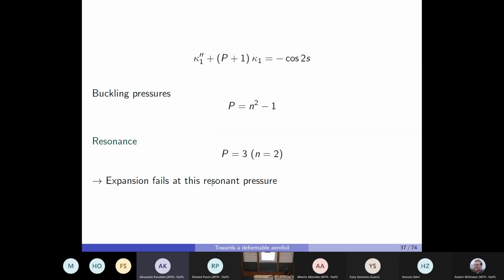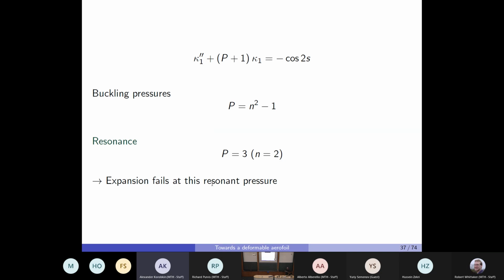When P is 3, the coefficient of kappa 1, which is my perturbation to the curvature in response to the flow, is going to become 4, and then cos 2s is going to be one of the linearly independent solutions to the homogeneous form of that equation. And that's going to resonate with the cos 2s on the right-hand side. In other words, at P equals 3, there's going to be a resonance in this equation.